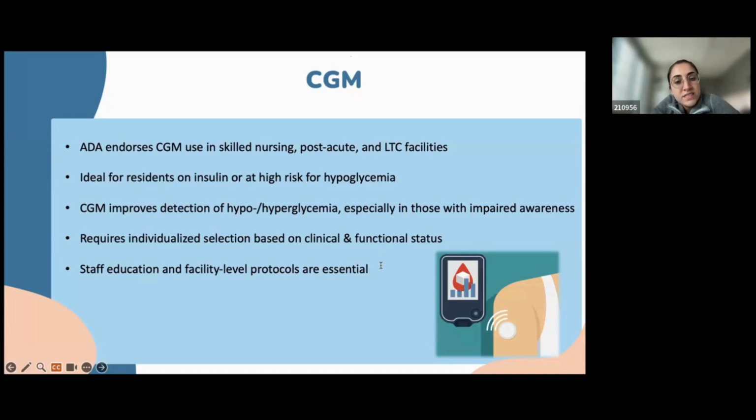And the ADA also emphasizes that safe implementation hinges on robust staff education and a standardized facility protocol to guide the usage of the devices. It's probably much easier to just continue the use of CGM on someone who has already been using it before their admission, rather than just starting one altogether from scratch in the facility. And this ADA recommendation is a significant shift from prior recommendations, which reflects the growing role of technology in improving inpatient and post-acute diabetes management.